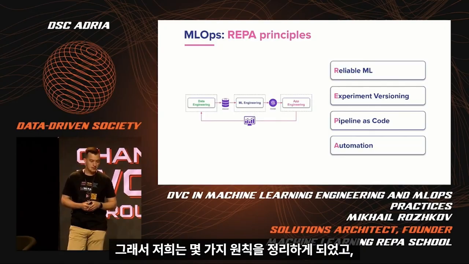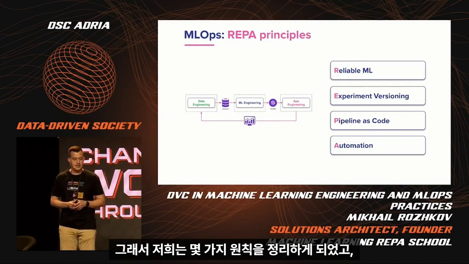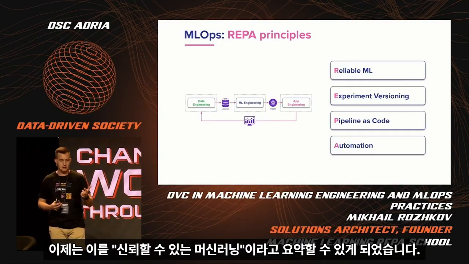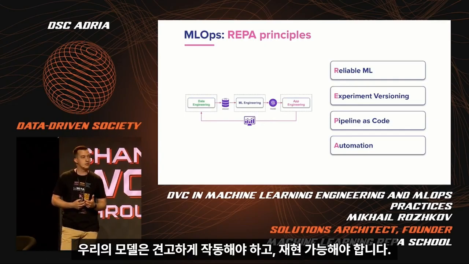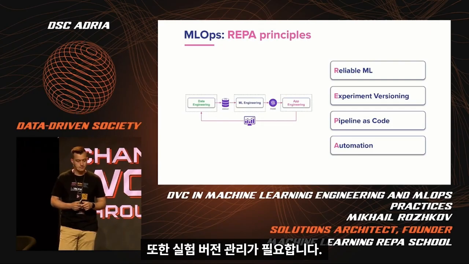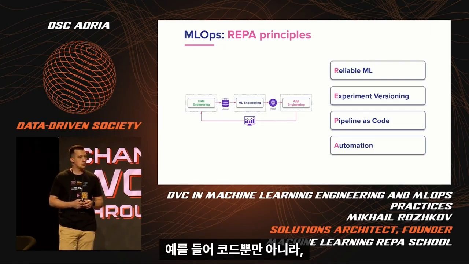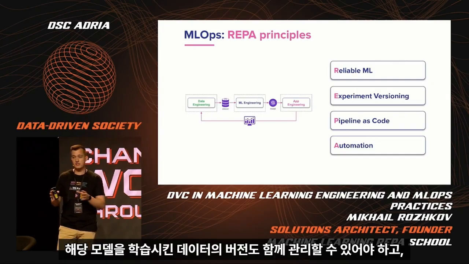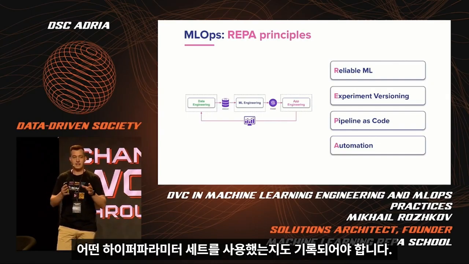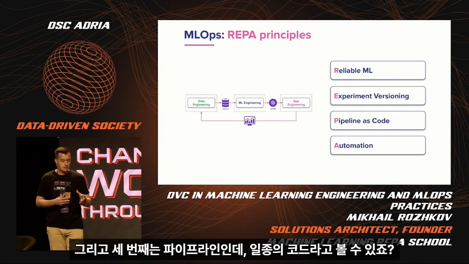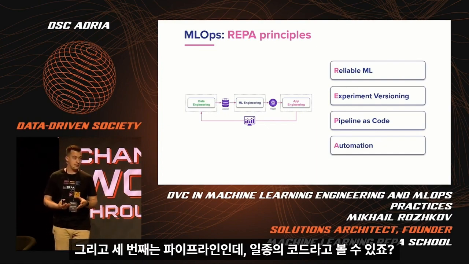So we came up with a few principles. Now we can summarize it as reliable ML. So our model should work robustly. It should be reproducible. We need experiment versioning to version not only the code, for example, but also understand what version of data we use to train this specific model, and which set of parameters we use to train that model. And the third one is pipeline as code, right?